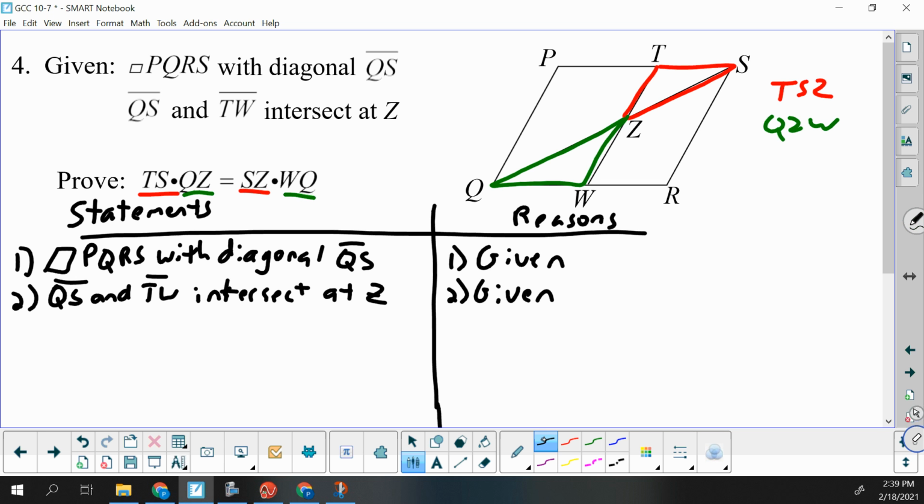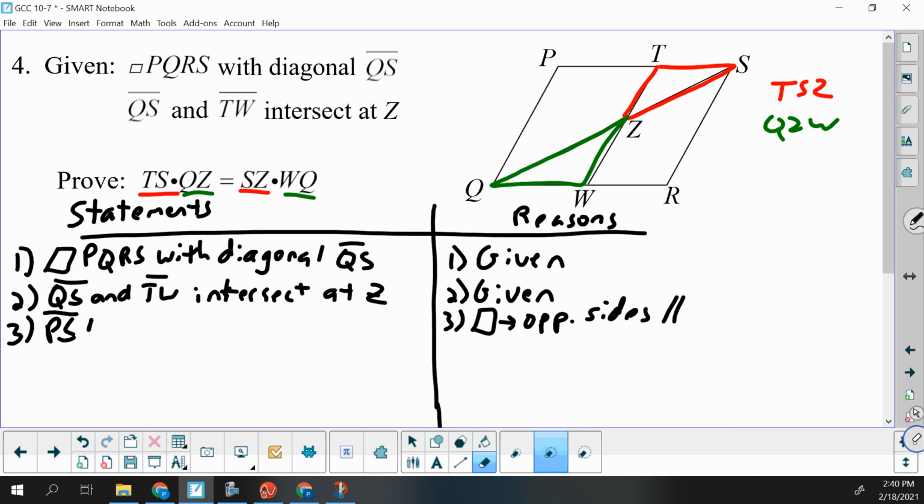So we started with a parallelogram. In a parallelogram, we know opposite sides are parallel. So we're going to do parallelogram implies opposite sides parallel. We've got 2 sets of parallel, but the ones we want so we can do some zigzags are PS and QR. If you're unsure of which ones you want, just name them both. But we know we want PS and QR for our zigzags in this triangle, and we want those parallel.